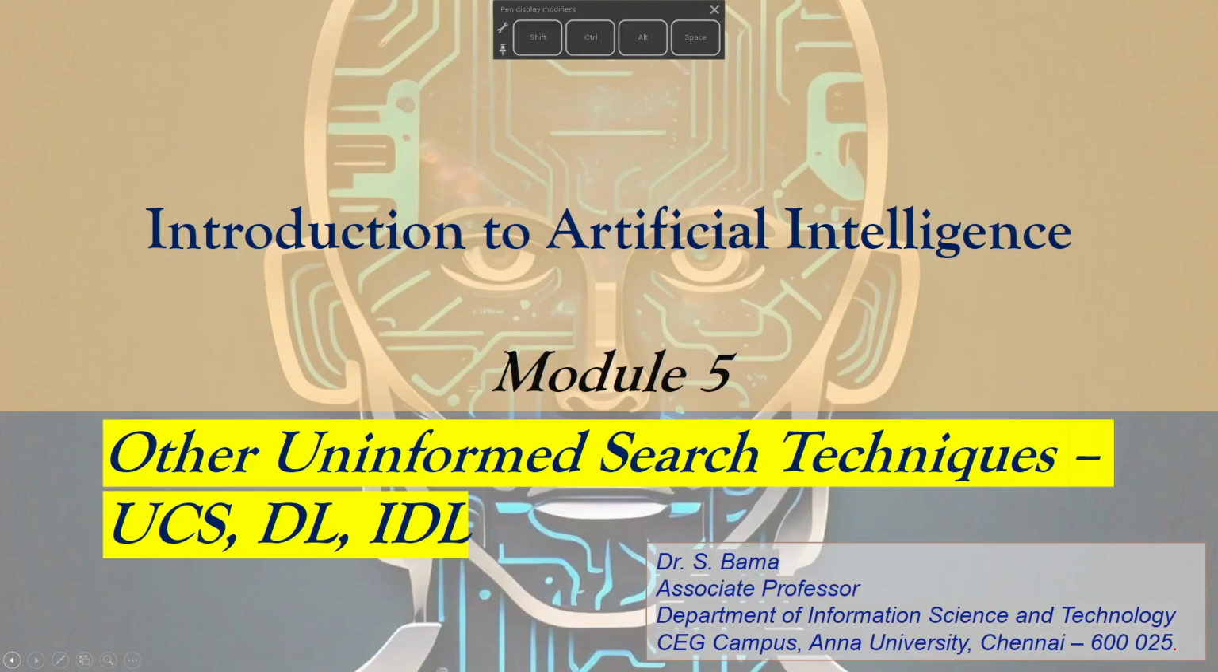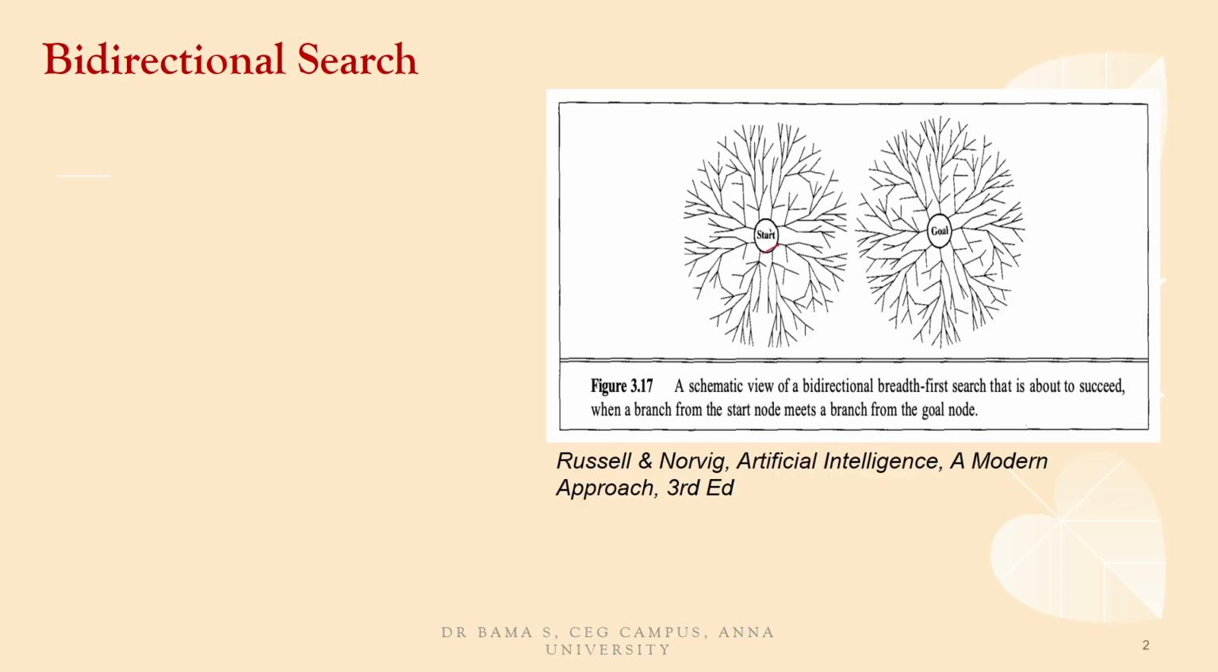Welcome to the series of computer science, and in this course of artificial intelligence, a part of uninformed search technique. If you look at the right-hand side of the diagram, which is from the book of Russell and Norvig, we have the start and we have the end, and there are some branches.